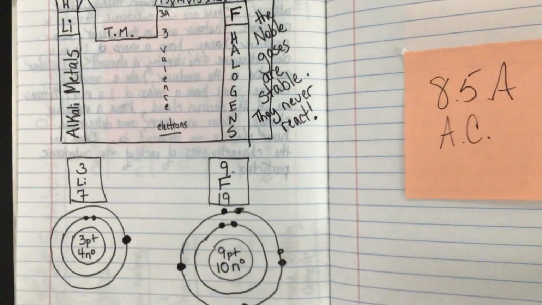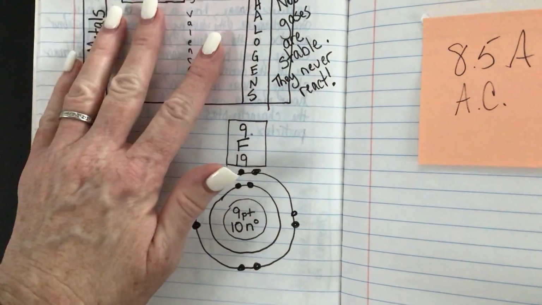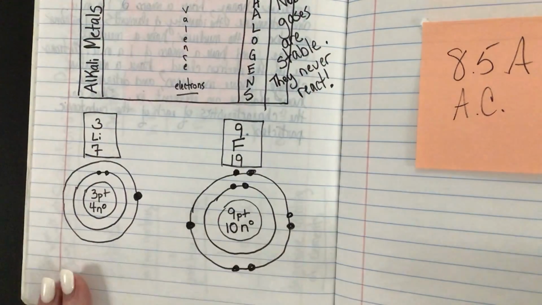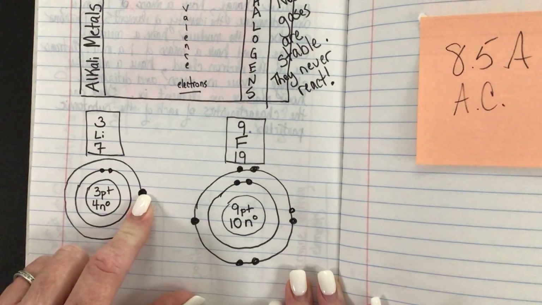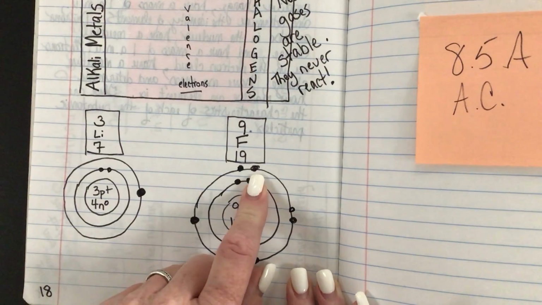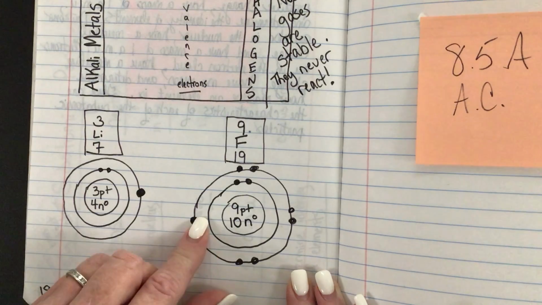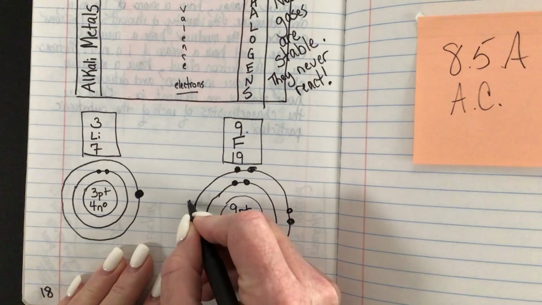All right, now here's what happens in nature. The other elements want to be like the noble gases. They want a full outer shell. So lithium cannot do that on its own, can it? And fluorine cannot do it on its own. How many electrons does fluorine need to have a full outer shell? It needs 1 more. Guess where it's going to get it?